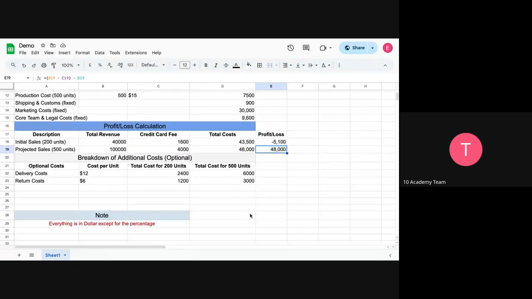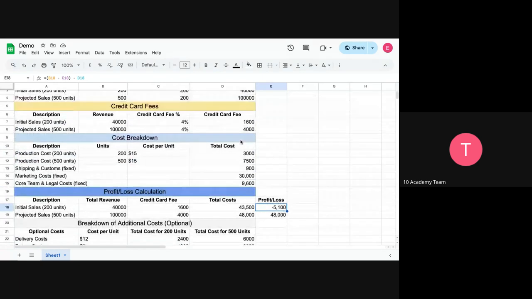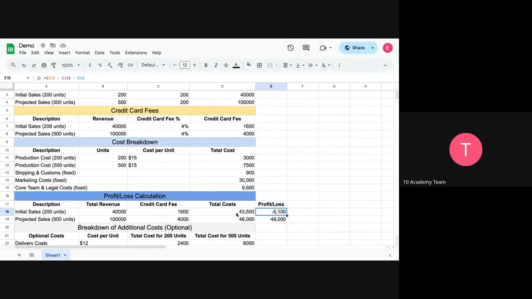So this is all about how to calculate the total costs and the profit or loss for a specific number of units of your product. For your challenge, in the challenge document, it's included for you to calculate the total costs and the profit and loss. And also you have three questions to make an analysis of the outcomes that you get.